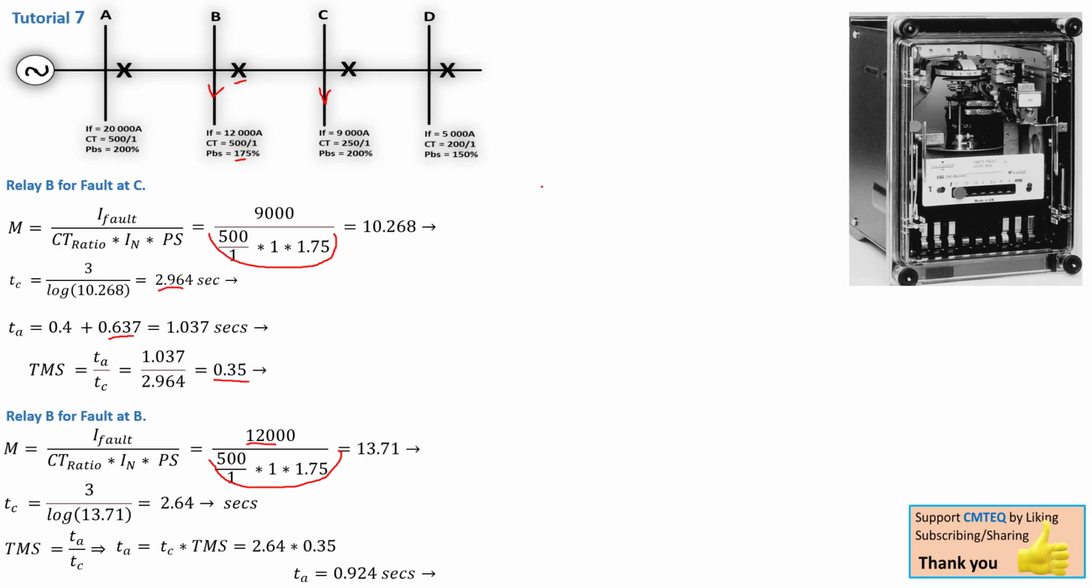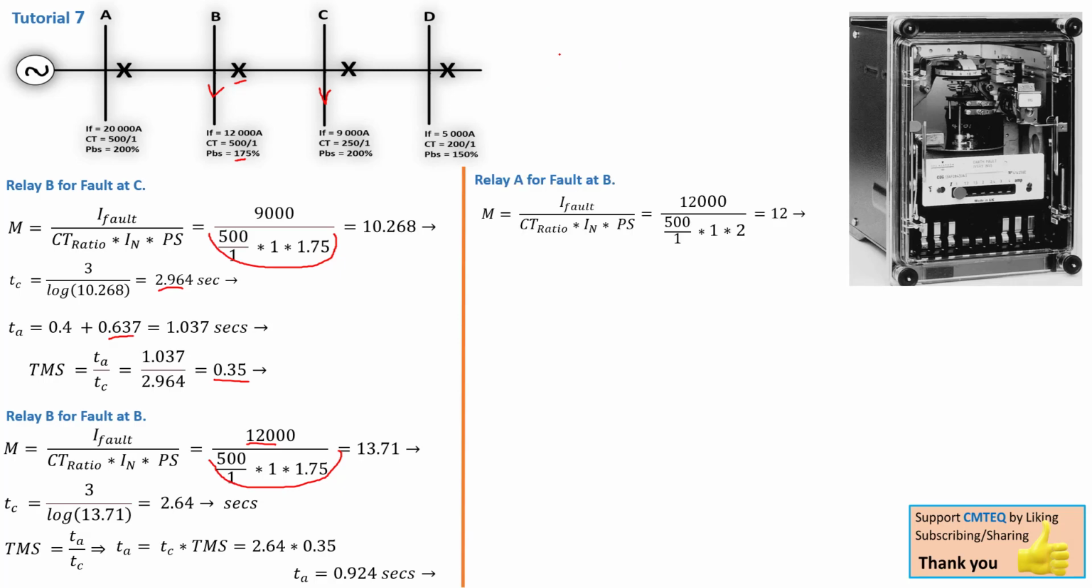This time we have to go for relay A, and again for the fault on bus bar B, and also for the fault on its own bus bar. Now to do that, we once again have to calculate our M, the multiple of settings, for this relay.